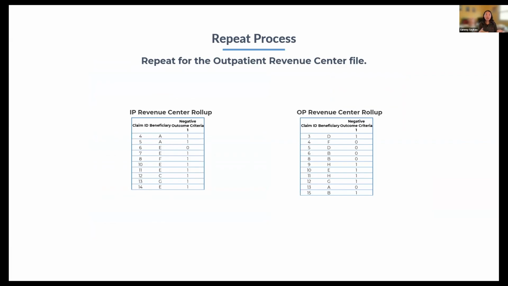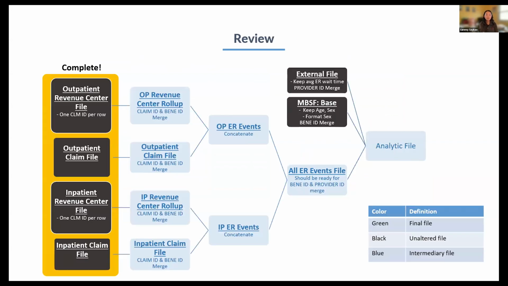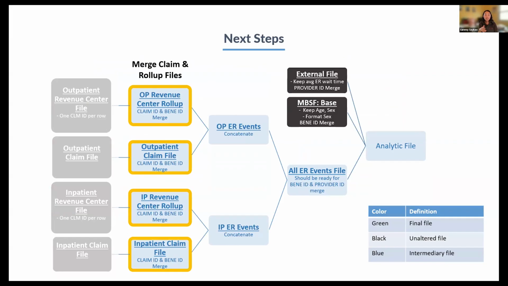And through the magic of the internet, we've gone ahead and redid all that except for the outpatient file. So that is kind of completing the roll-up part of the roadmap that we have here. So the next thing we want to do is merge our claim file, the header file, with the roll-up file that we just created.